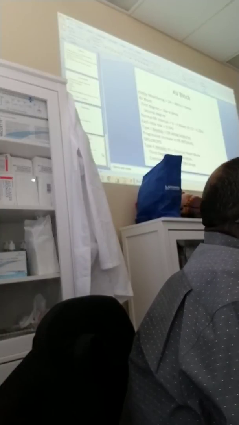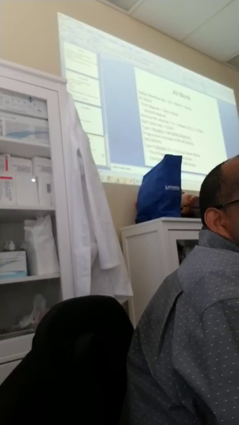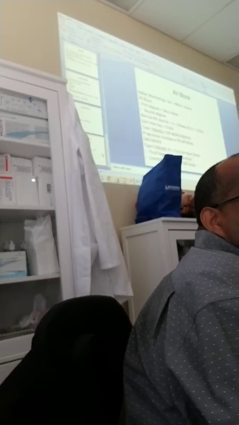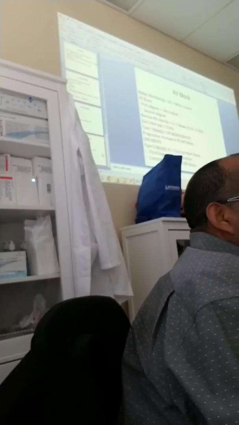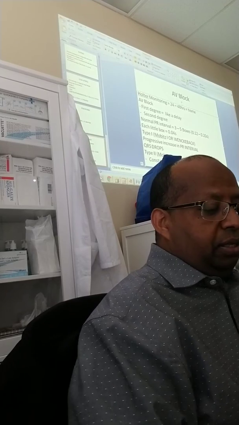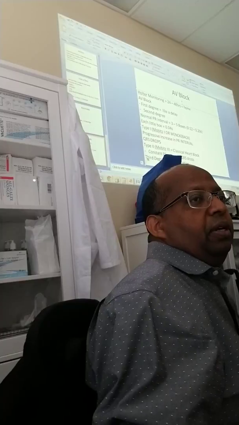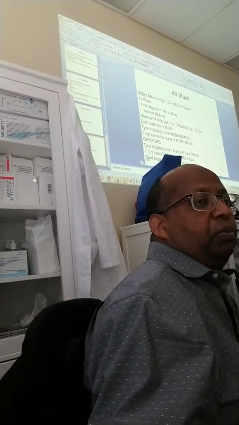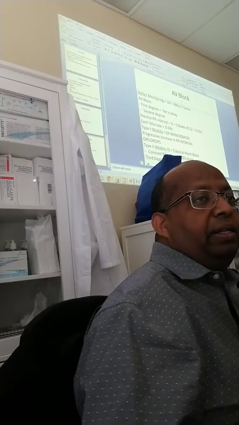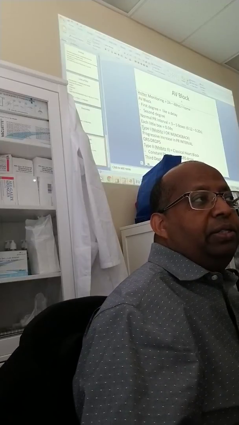Constant PR interval plus QRS drops, that is type 2. Second degree, type 2. And where is my third degree? The third degree should be here. So this is type 1, type 2, and third degree. These three are second degree.